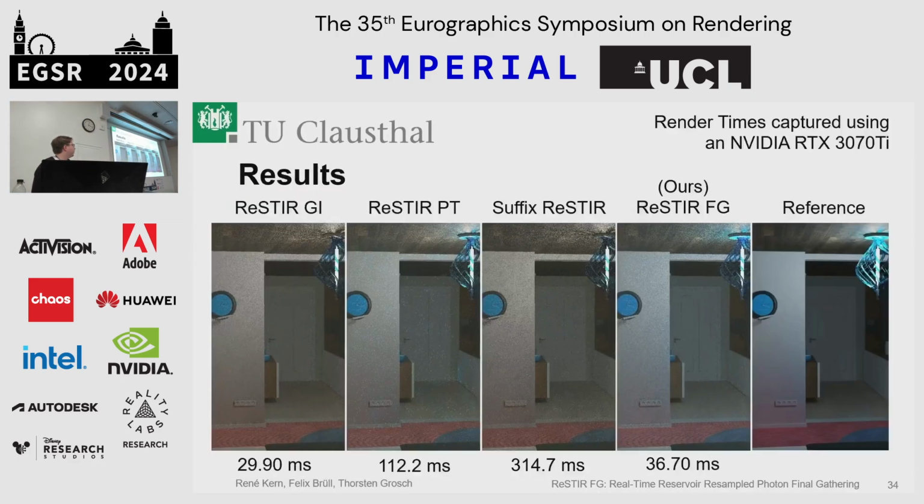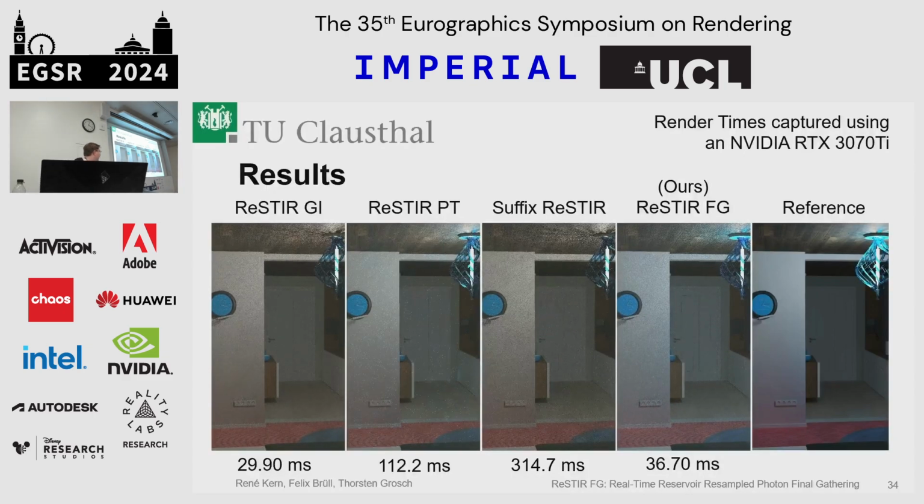Now, to evaluate our work, we compared it with the previously shown path tracing-based global illumination resampling algorithms. The times shown are captured with an NVIDIA RTX 3070 Ti. And we also use the authors' implementations to compare them with ours.